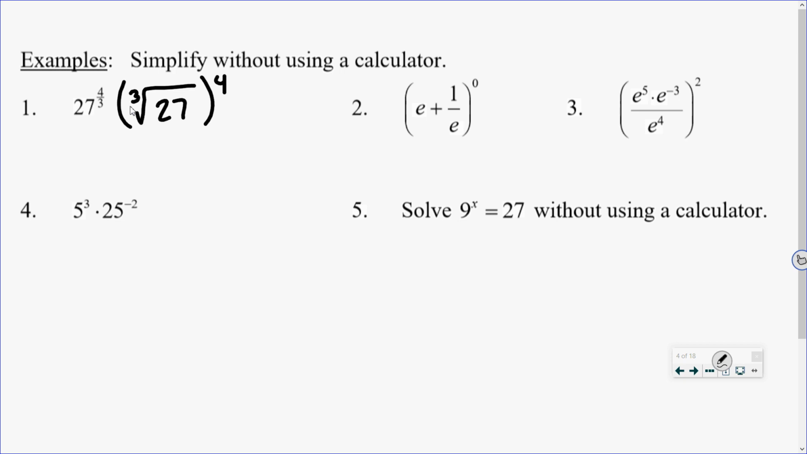Because 27 to the 4th is really big, I'm going to do the cube root first and then the 4th power second. The cube root of 27 is 3, and 3 to the 4th power: 3 times 3 is 9, times 3 is 27, times 3 is 81. 3 times 3 times 3 times 3 comes out to be 81. Okay, number 2, that 0 applies to that entire thing, so it's equal to 1. 0 power equals 1. On number 3, I'm going to do some simplifying here. So first, you could square everything on the inside, but I'm first just going to simplify that top part. So e to the 5th times e to the negative 3 would be e to the, and the rule was we add the exponents. So 5 plus negative 3 is 2.